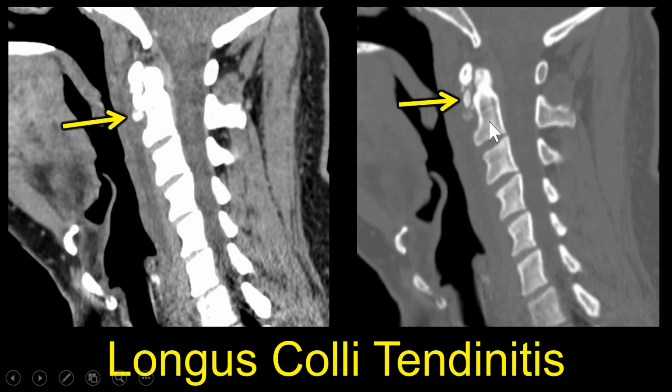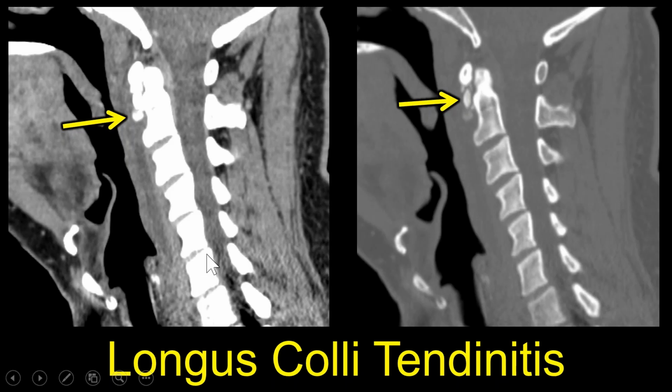Below that, we see the dens going down and connecting to the body of C2. But in front of the dens, we have the anterior arch of C1. But immediately below that, we have an extra calcification. And this is something we sometimes see with longus colli tendinitis or hydroxyapatite deposition disease. Patients may have neck pain that gets better with aspirin. And we have this little calcification that may cause inflammatory changes of the prevertebral soft tissues, and we see a little bit of thickening of the soft tissues in front of the vertebral bodies.